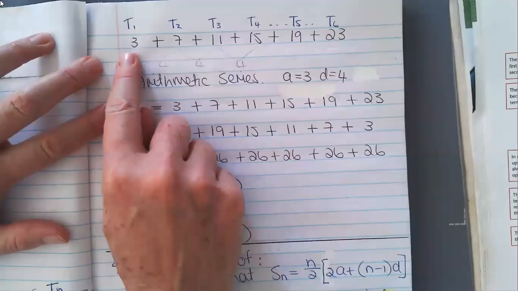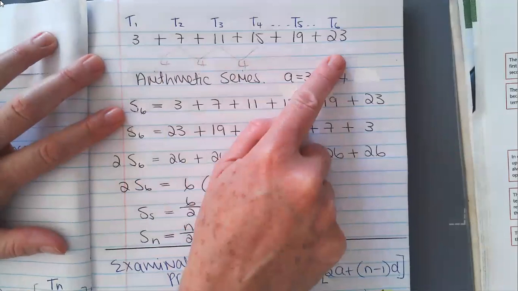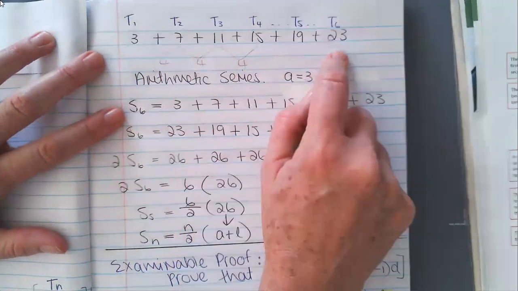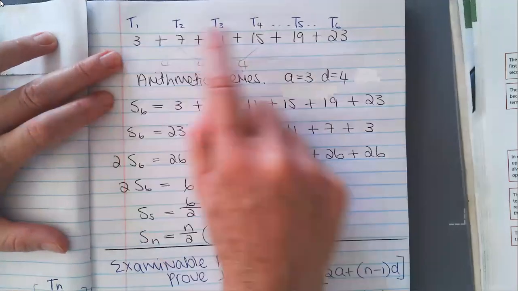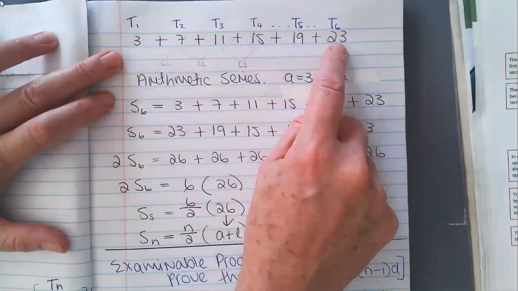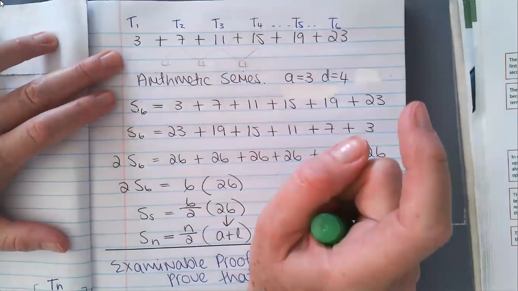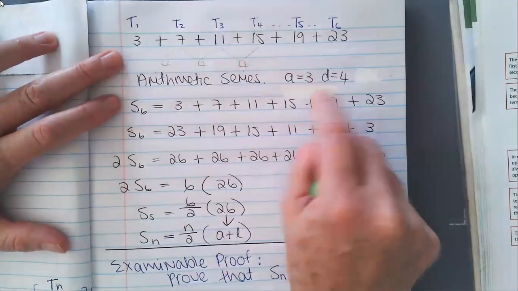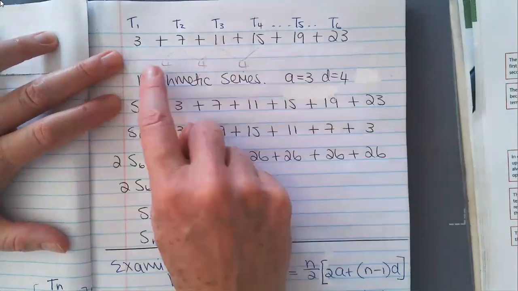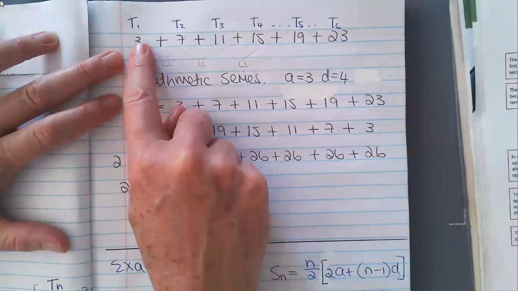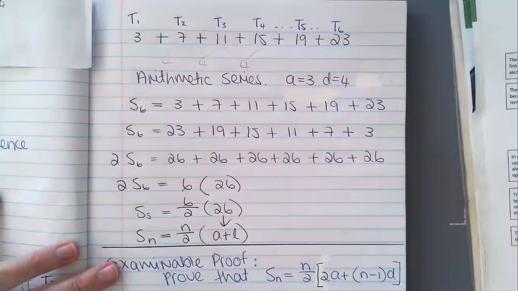So I've got 3 plus 7 plus 11 plus 15 plus 19 plus 23. This is my arithmetic sequence. This is my first term. This is my last term. We can see that the differences are 4. So the difference is 4 and the A is 3. But now the proof that we are going to do is this.